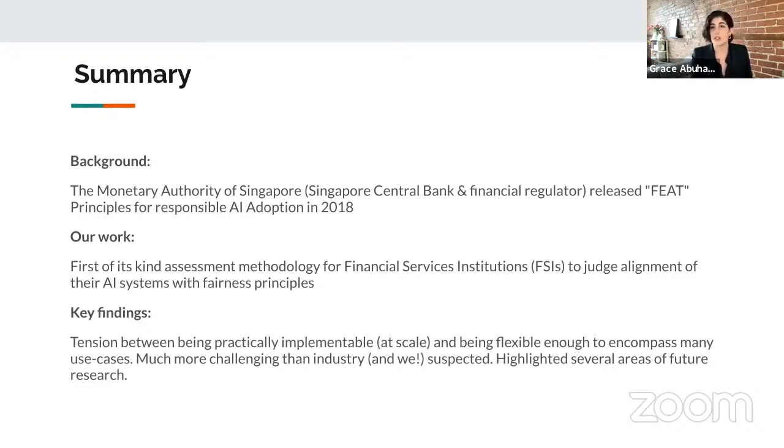Now, why is this interesting or important? To our knowledge, this is the first fairness assessment of its kind. It's likely to lead to regulation down the line, though at this time, adopting the methodology is voluntary. But more importantly, we experienced firsthand a tension between theoretical work and practical applications, especially when doing this at the scale of large financial institutions with a variety of use cases in mind. Our goal here is to show you those challenges and motivate research in the field to help address them.